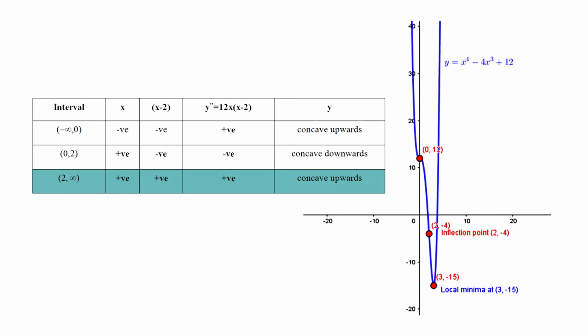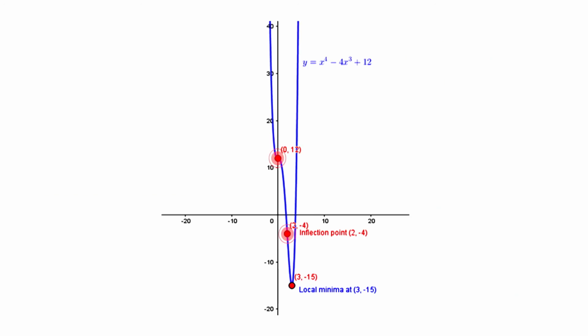In the interval 2 to infinity, x is positive, x minus 2 is positive, and hence y double dash is equal to 12x into x minus 2 is positive, and hence y is concave upwards. Thus, it is assured that x is equal to 0, 2 are points of inflection. This completes the task of sketching y is equal to x power 4 minus 4x cube plus 12.